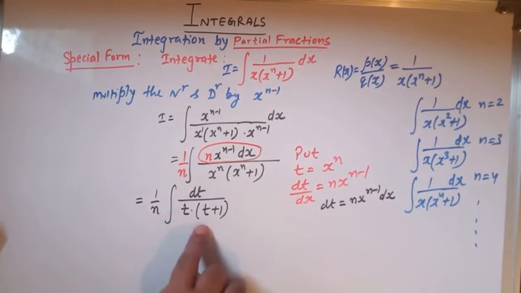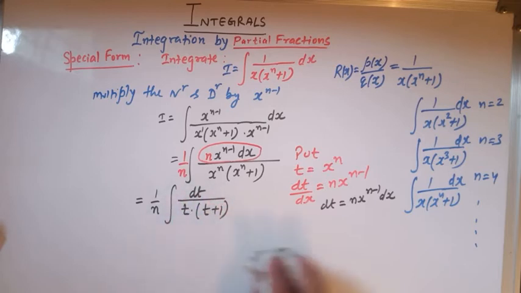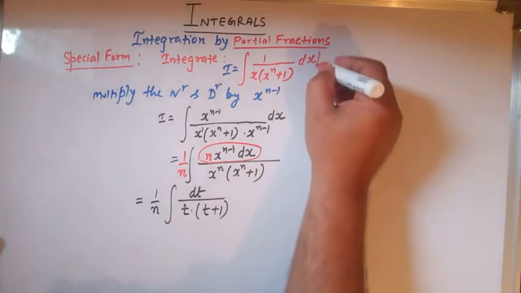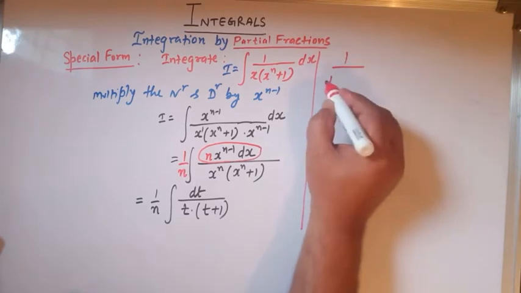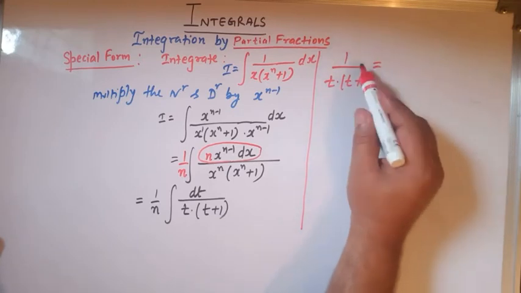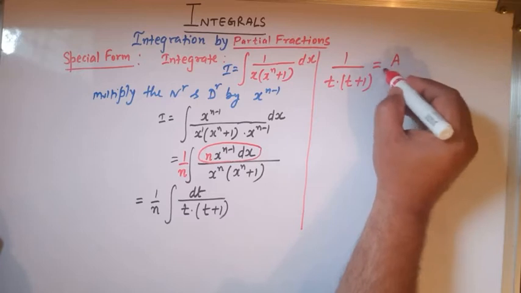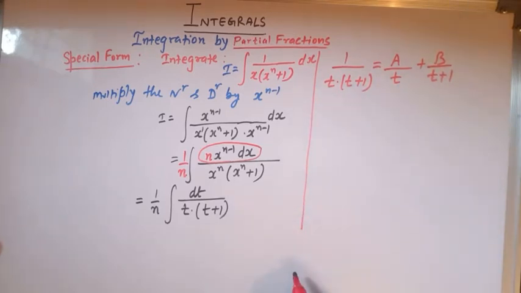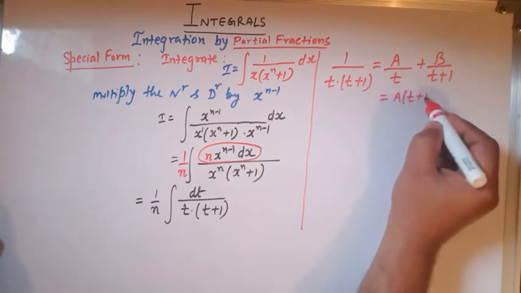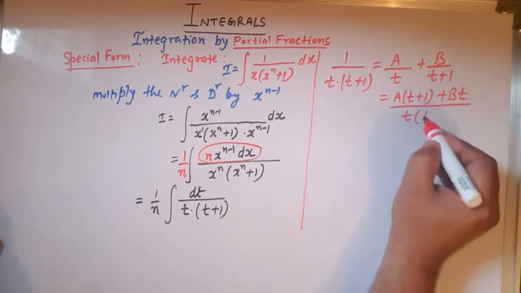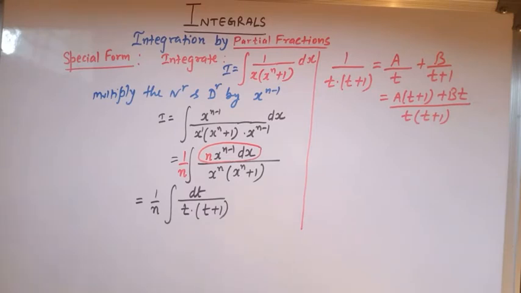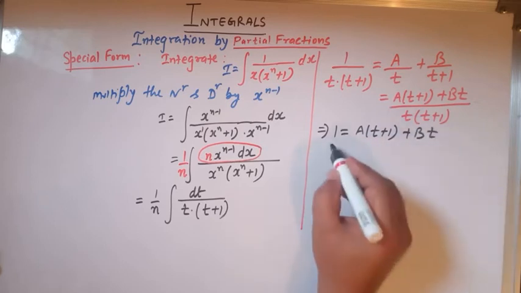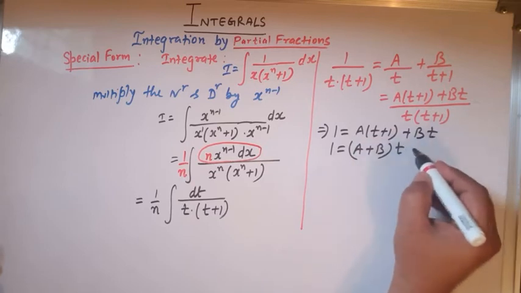Viewers, now we'll express this function in terms of partial fractions. Now we have 1 over t times t plus 1. So if we write this rational function in terms of partial fractions, we have to write a over t plus b over t plus 1, because both these are linear factors. Now this can be written as a times (t plus 1) plus bt, divided by t times t plus 1. Clear? Now this equation gives us 1 is equal to a times (t plus 1) plus bt. This can be written as (a plus b) times t plus a.